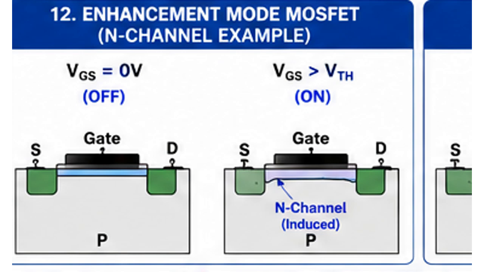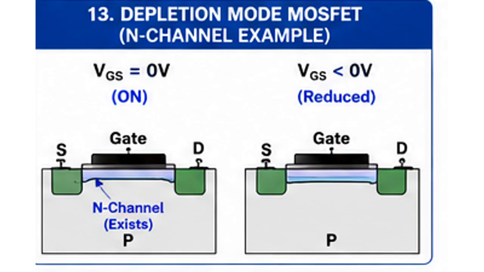First, examine the circuit diagram. The source of the MOSFET goes to ground. The drain connects through the LED and resistor to the positive supply. The gate receives a control signal.